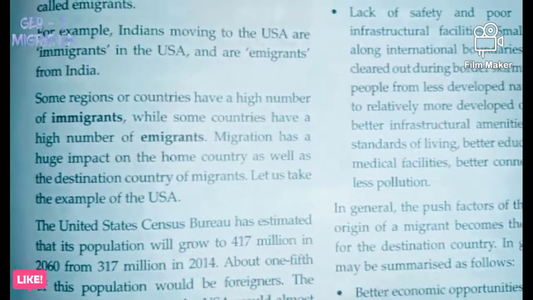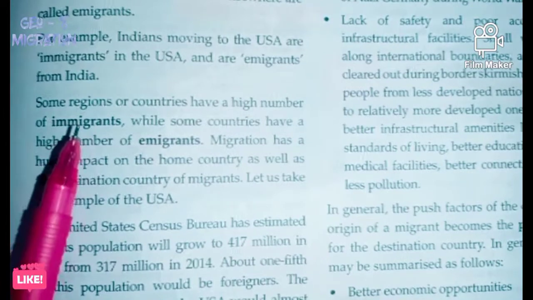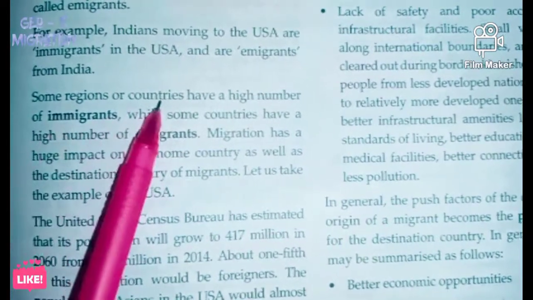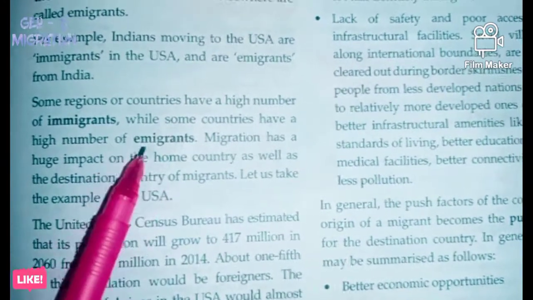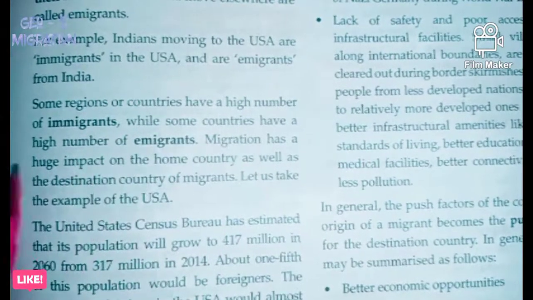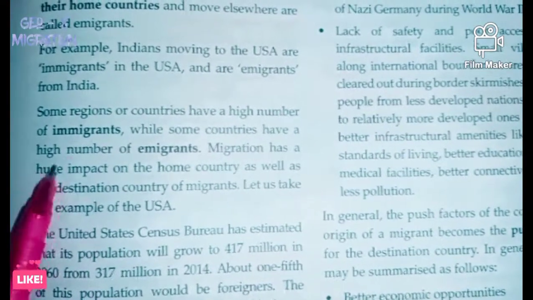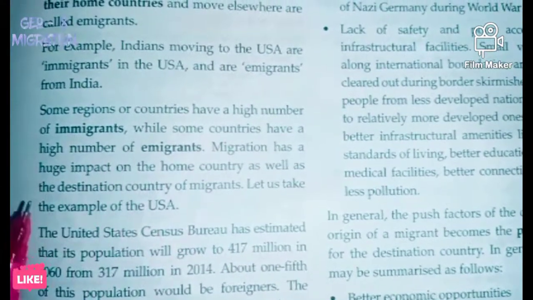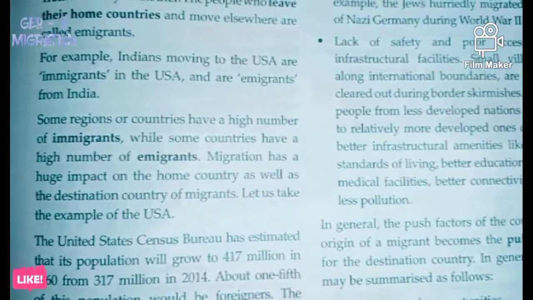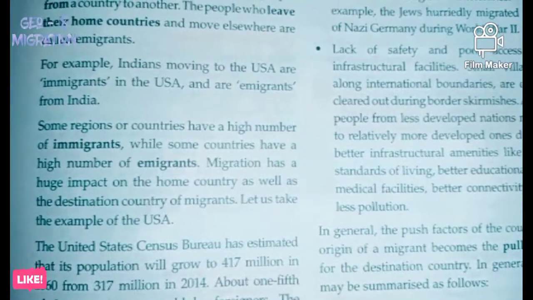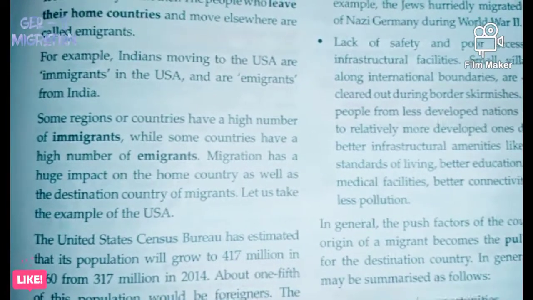Let's move on to the next one. Understand here. Some regions or countries have a high number of immigrants, meaning there is a flow of people from other countries into these countries. While some countries have a high number of emigrants, meaning people leave the place and go to another country. They are leaving their hometown or home country and settling in another town. So migration has a great impact on the home country. Doesn't matter whether people leave that country or enter into that country, in both cases the country faces lots of impacts.